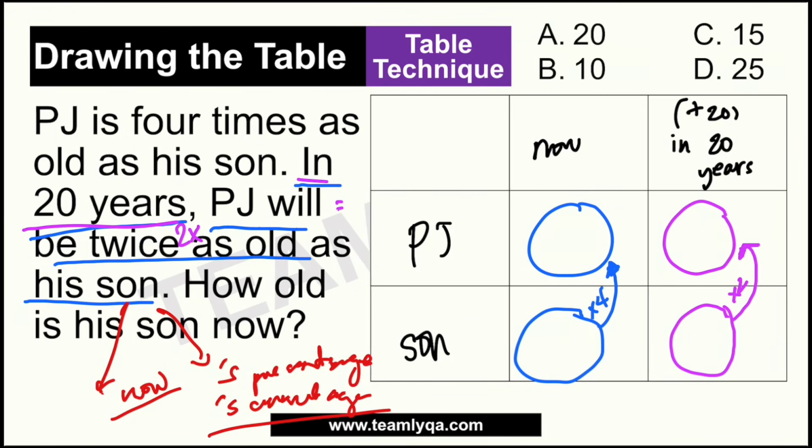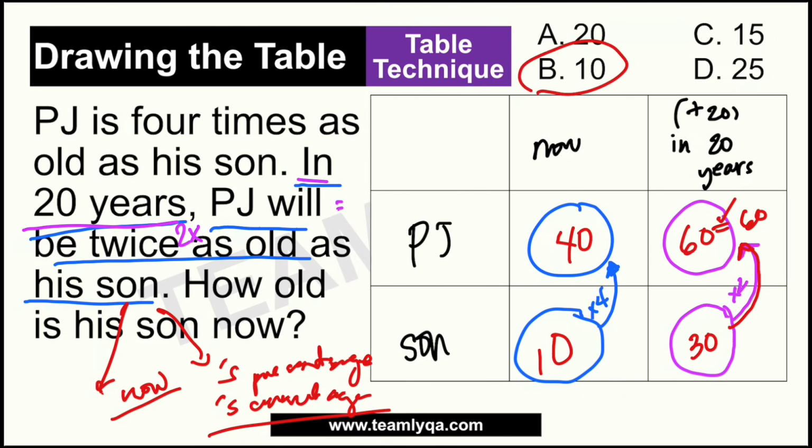Now, let's try naman yung tamang sagot. Ang tamang sagot natin is 10. So, ibig sabihin nun, kung yung son niya ay 10 years old, si PJ will be 10 times 4, 40 years old ngayon. In 20 years, si PJ ay magiging 60 years old. Yung anak niya naman, 10 years old ngayon, in 20 years will be 30 years old. And if you notice, 30 times 2 is 60. So, pareho silang tama. So, indeed, the correct answer is 10.